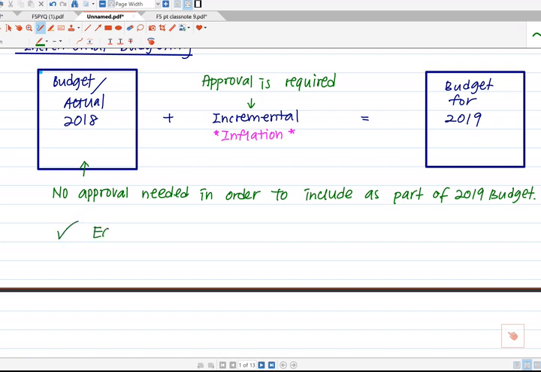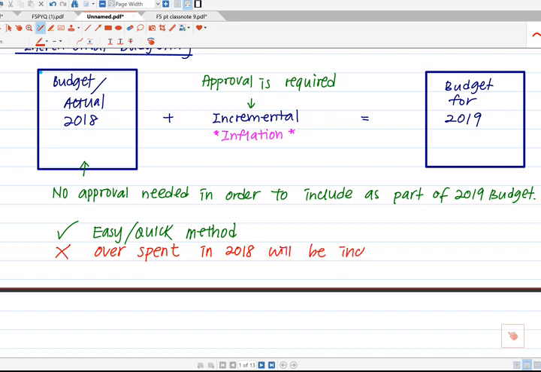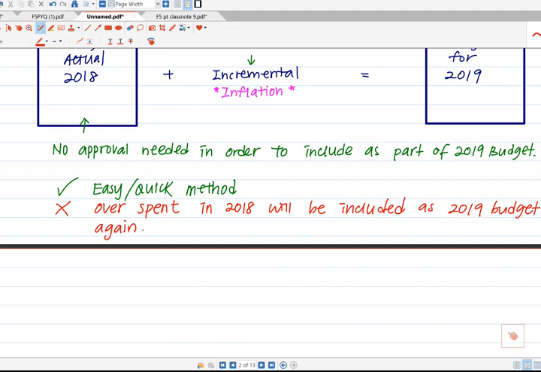What do we like about this? Easy or the quick method. But what is the problem? Whatever that they overspend in 2018 will be included as a 2019 budget again. So that's what we name it as budgetary slack. In actual, our spending is not that much. And furthermore, you're afraid that in the future company don't give you a strong budget.